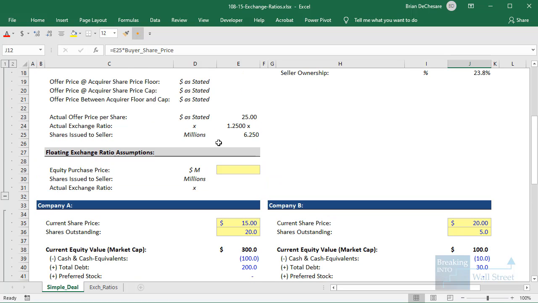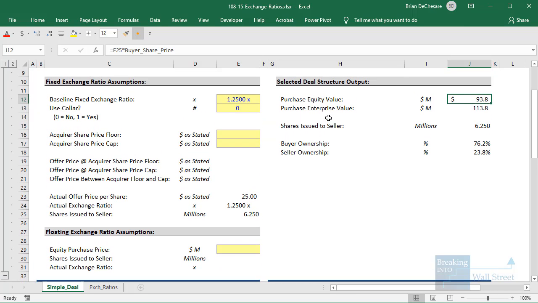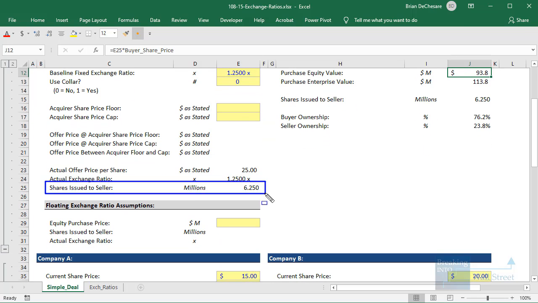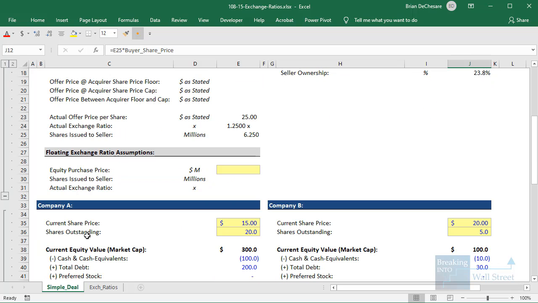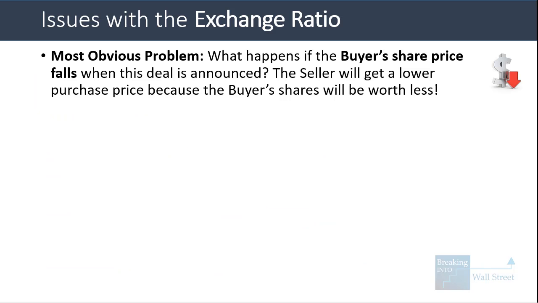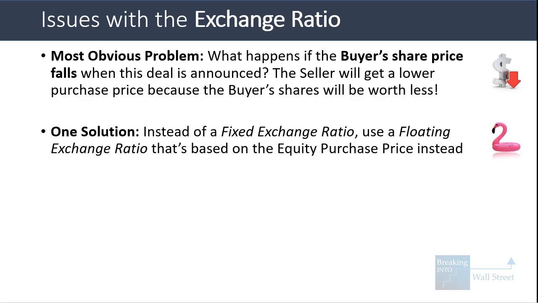So when you make an offer like this and you have a fixed exchange ratio and you look at how much the seller is actually getting based on the shares it gets, there is a huge risk because if the buyer's share price changes, the seller is going to get a very different price in this deal. One solution here is to base this on a floating exchange ratio that is linked to the equity purchase price rather than a fixed exchange ratio that's linked to the shares issued.